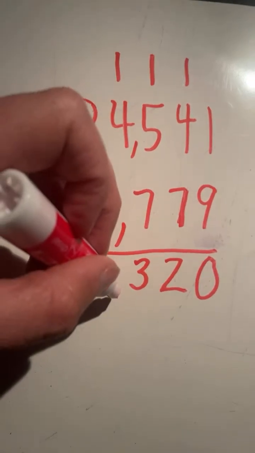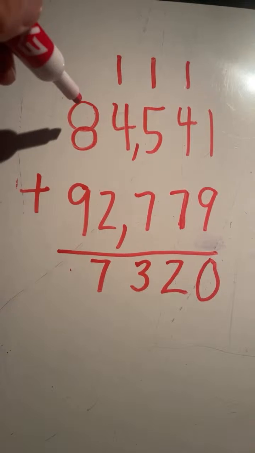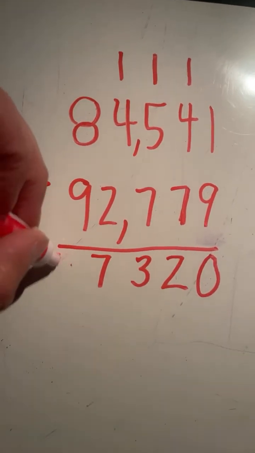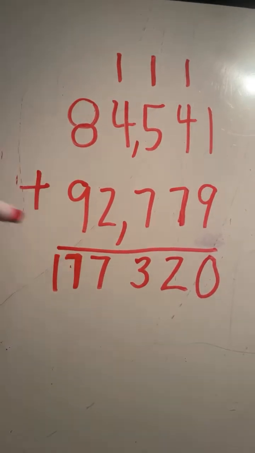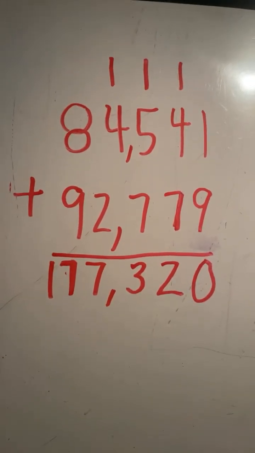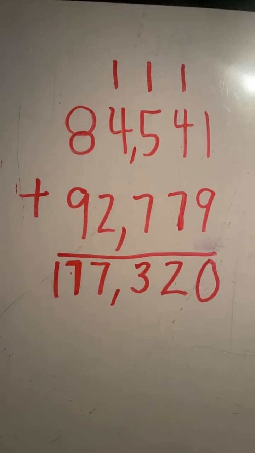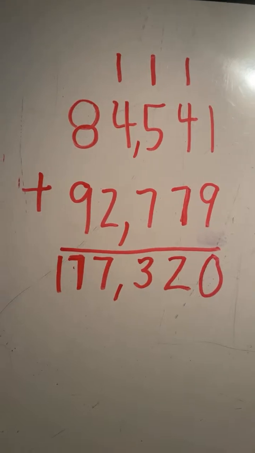Now we do not need to carry anything over in the thousands place because our sum is less than 10. 8 plus 9 equals 17. And we have our final answer. 84,541 plus 92,779 equals 177,320.